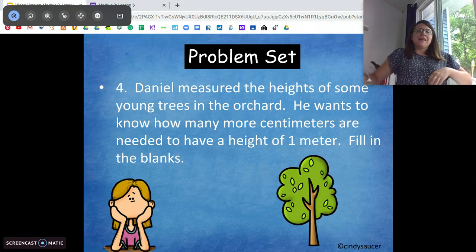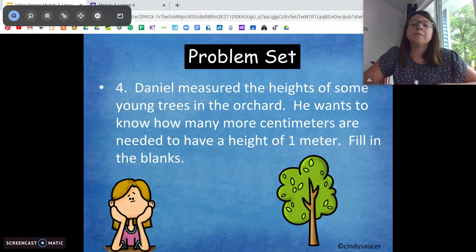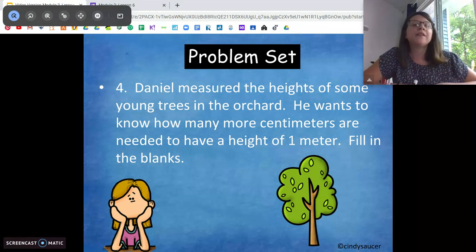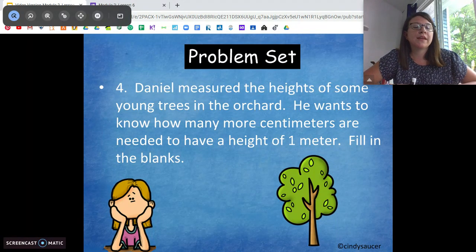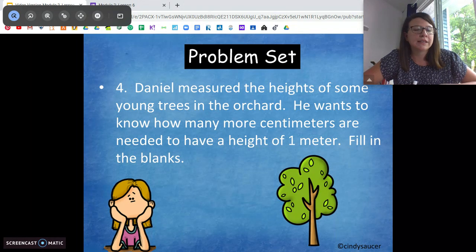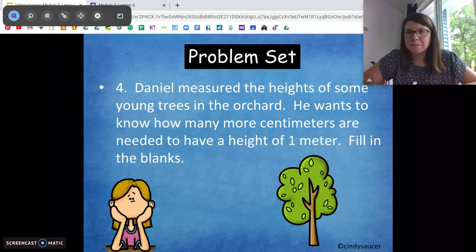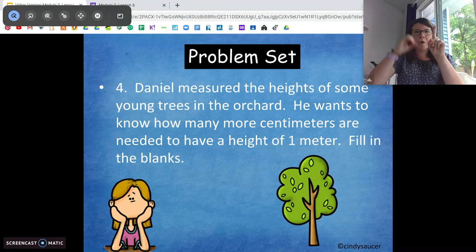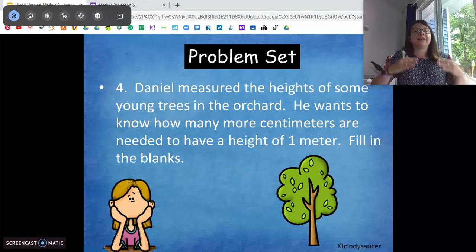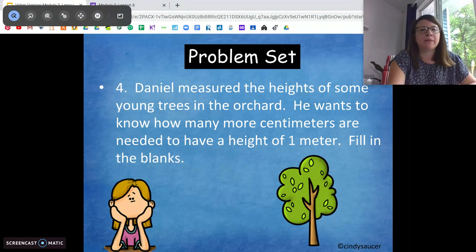Here we go. Daniel measured the heights of some young trees in an orchard. He wants to know how many more centimeters are needed to have the height of a meter. Do you remember how many centimeters are in a meter? 100 centimeters in a meter. So we need to get whatever height was there up to a meter, up to 100 centimeters.